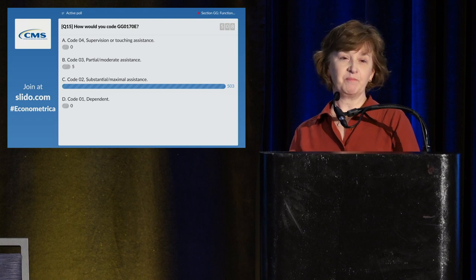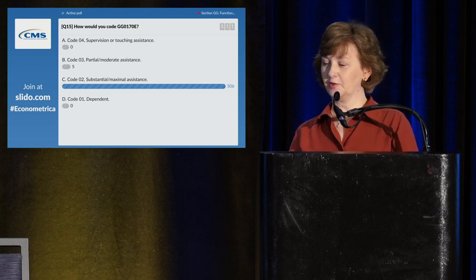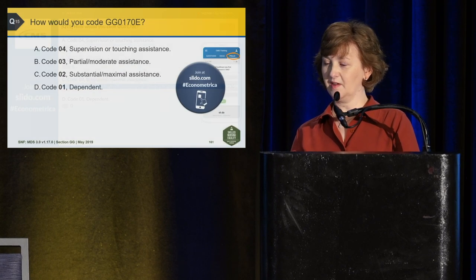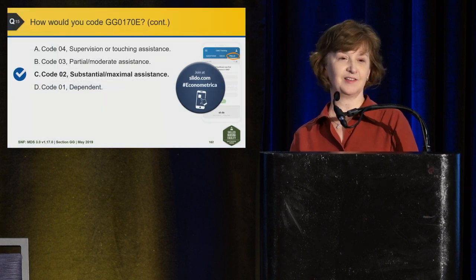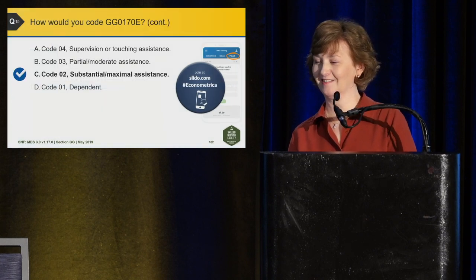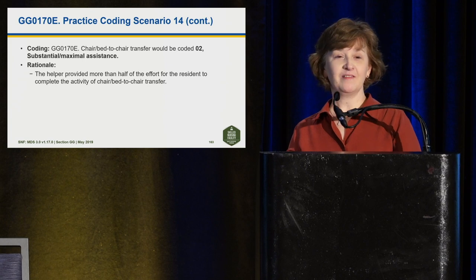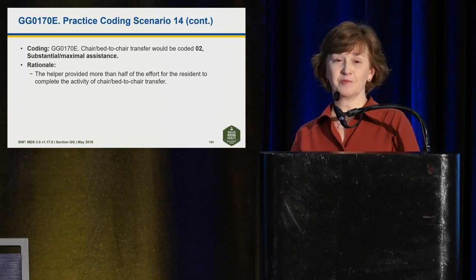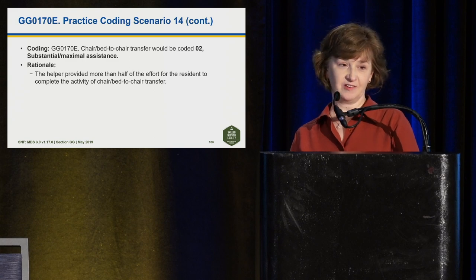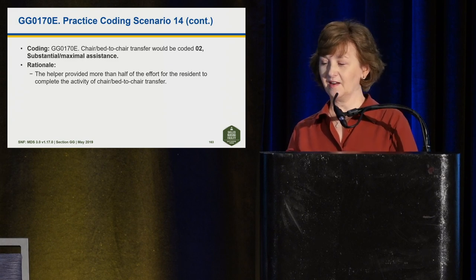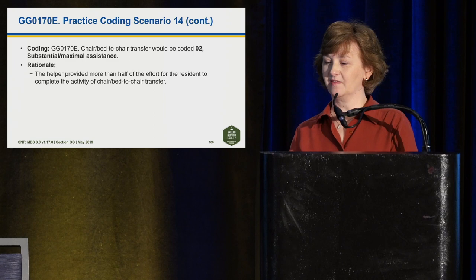Okay, so it looks like most of you coded level 2, and let's see what the correct response is. And it does look like most of you were correct. Excellent. Okay, and so as probably you figured out in terms of rationale, in this case, the helper was providing more effort than the patient, the resident, and therefore the code was level 2.